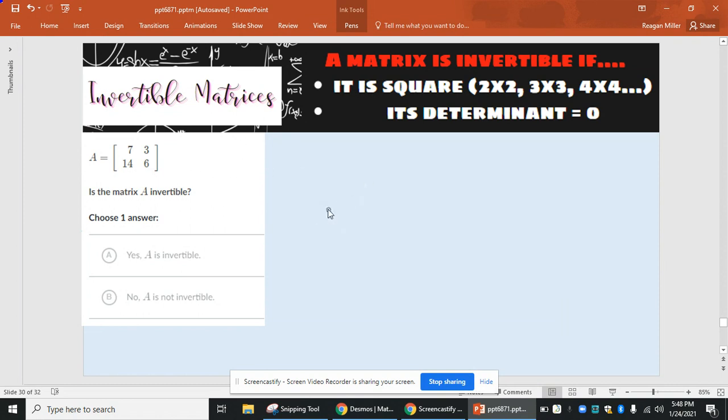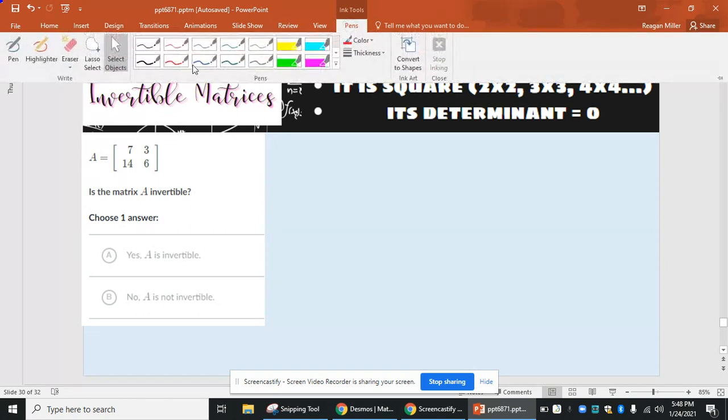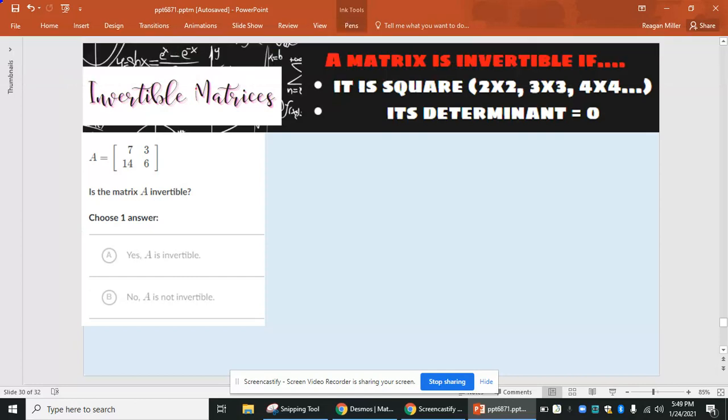So I know we haven't talked a whole lot in class about what an invertible matrix really is, but I like to know. So I just put this up here at the top. Two things to know to start. A matrix is invertible if it's square, so the rows and columns are the same, 2 by 2, 3 by 3, 4 by 4, and if its determinant is equal to 0.